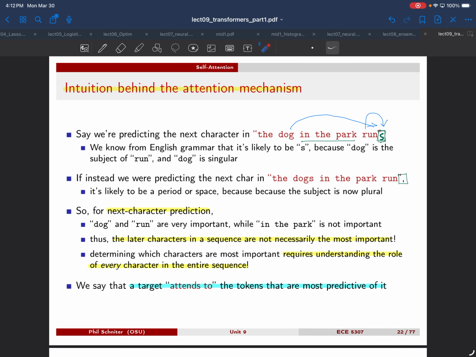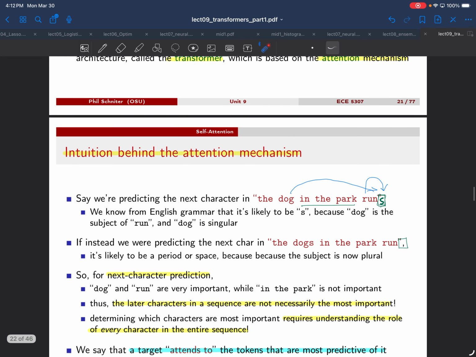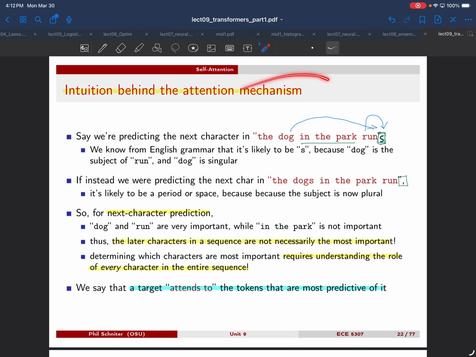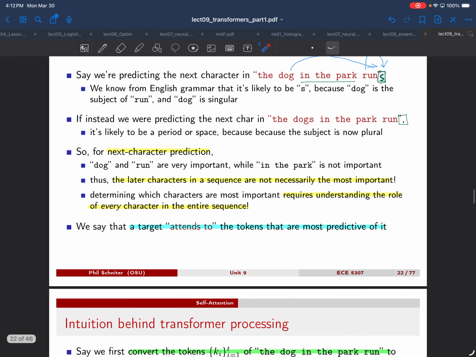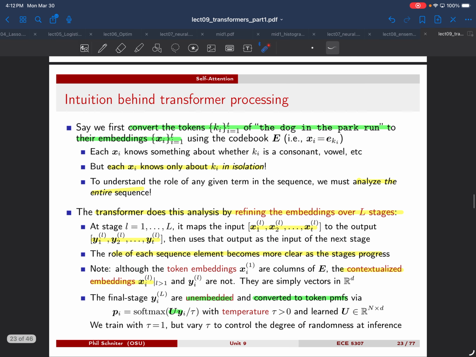So basically in 2017, the transformer came out, which is based on the attention mechanism. And the attention mechanism tries to sort of address these issues. What it does is it uses a number that describes the strength of every one of these tokens' impacts on predicting this one. And so today we'll learn about how those numbers are computed and all that stuff. Okay, so that's the high-level idea behind attention.